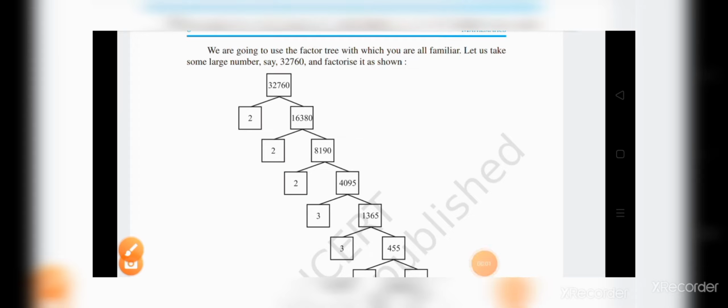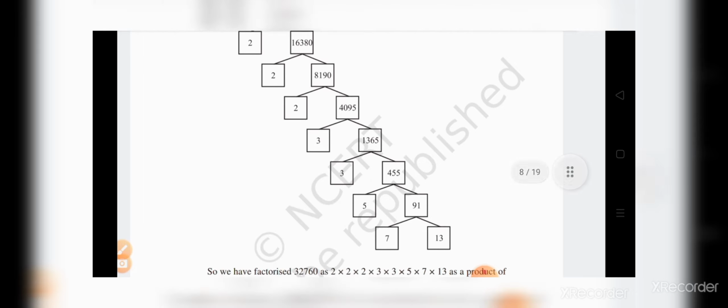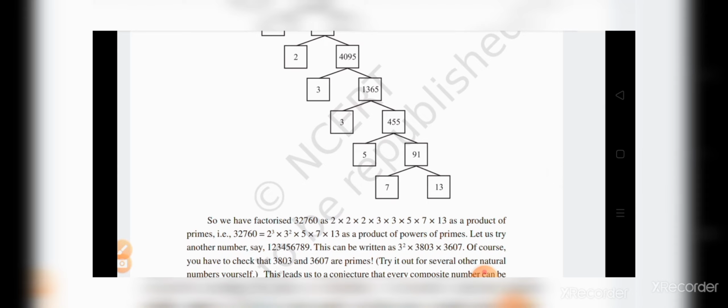And now let's see what is a factor tree. See the example given here, 32760. We are factorizing the value 32760. So we are dividing the number with 2 and we are getting 16380. So we are continuing the factorization. We are dividing it with 2 again. We are getting 8190. Again with 2 we are getting 4095. And we are dividing it with 3. We are getting 1365. And then dividing with 3 we are getting 455. Dividing it by 5 we are getting 91. And finally dividing it with 7 we are getting 13.